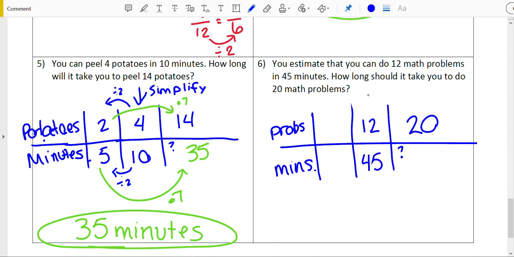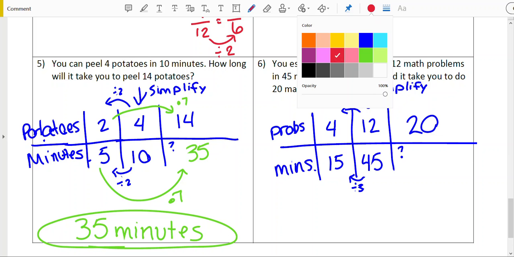Now I need to look at this fraction, this 12 over 45, because 12 doesn't go into 20. It won't move forward into that. So I need to simplify this. And I can actually simplify both of those by 3. So I'm going to move backwards in the table by dividing by 3. When you move backwards, it's division. 12 divided by 3 would give you 4, and 45 divided by 3 gives you 15.